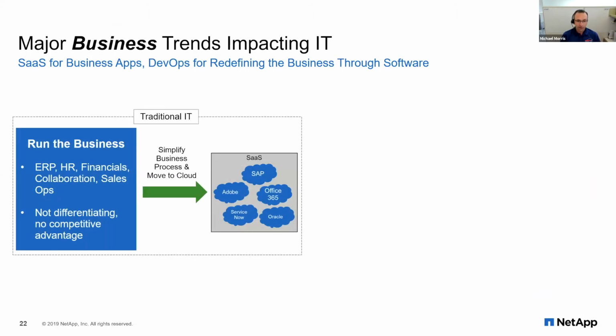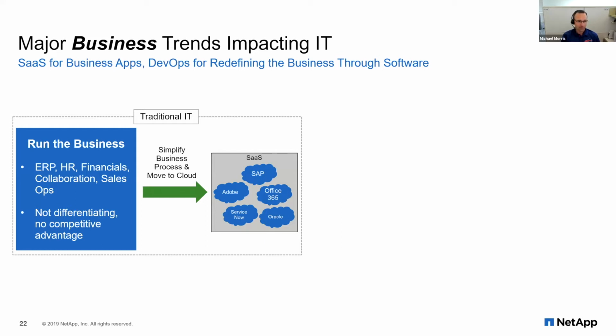So in the traditional IT world, these are the applications that run the business but don't differentiate your company or give you competitive advantage. Things like ERP and HR and financials, or collaboration like Zoom. Those types of applications we're ultimately trying to simplify and then move to SaaS, things like Office 365 or ServiceNow or SAP Cloud. We're ultimately trying to simplify our business process and then adopt the SaaS provider's capabilities.